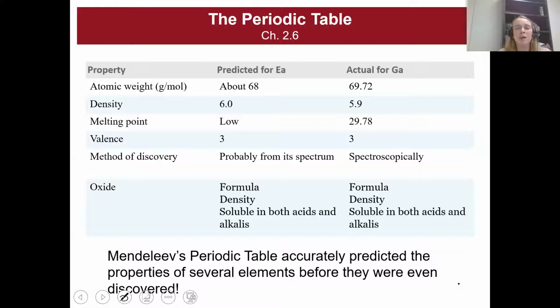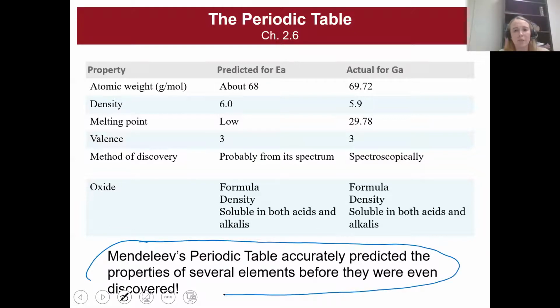All right, so the awesome thing about Mendeleev's periodic table was that he accurately predicted the properties of several elements before they were even discovered. For example, he called this element Ea, where we know this element now as gallium, but he predicted all of these properties before they ever even discovered this element. So he predicted its atomic weight. He was pretty close. He predicted its density. He was pretty close. He predicted the valence.